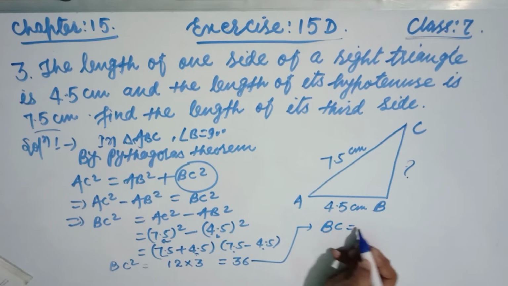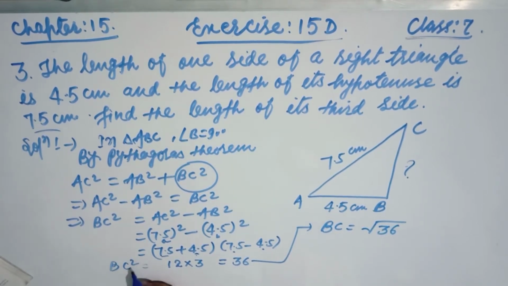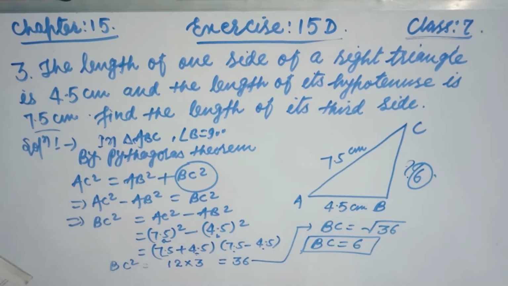BC is equal to, friends, under root 36, because we remove this square, that means on the right hand side we take the square root. So BC becomes 6. So BC is 6, friends. This is your answer. I hope friends you will understand. Now see the next question.